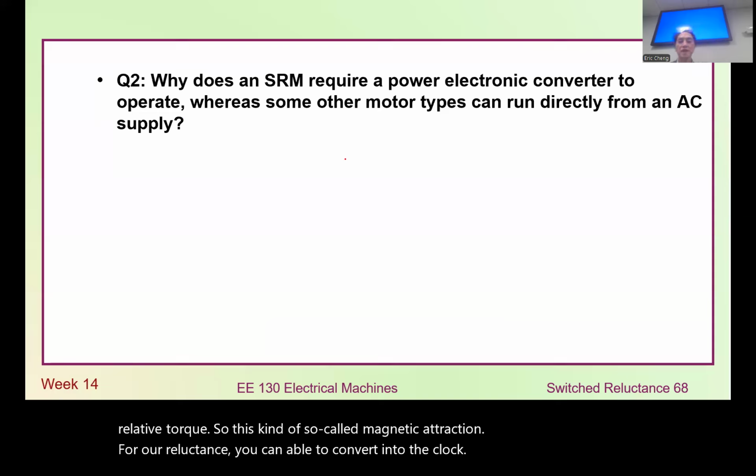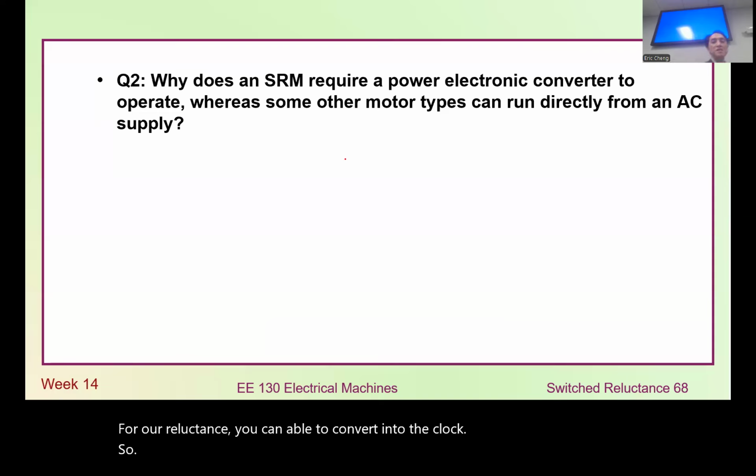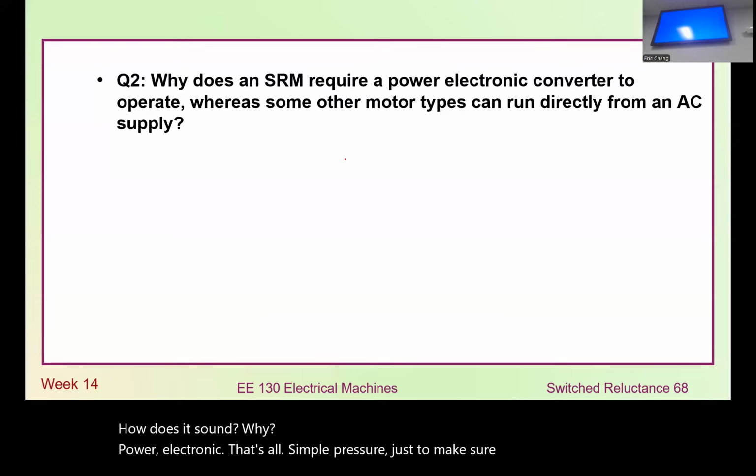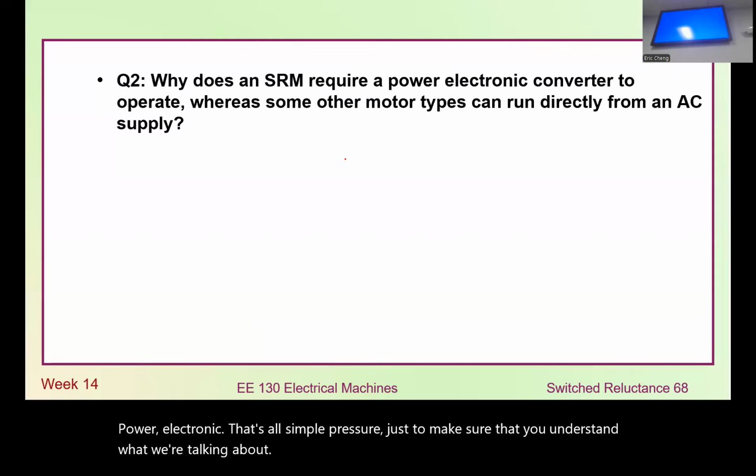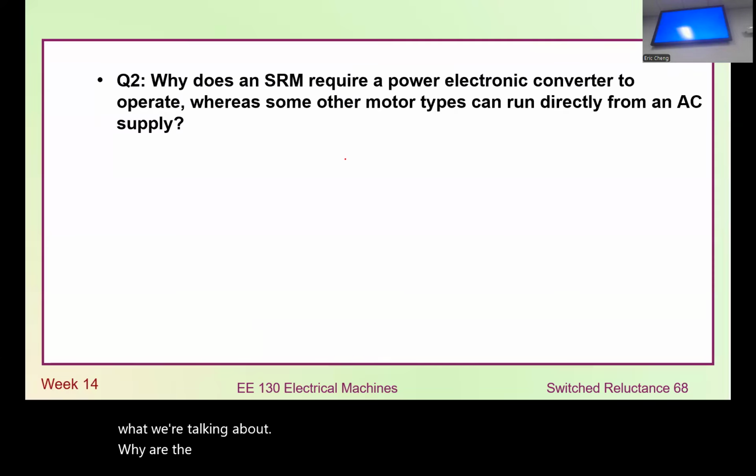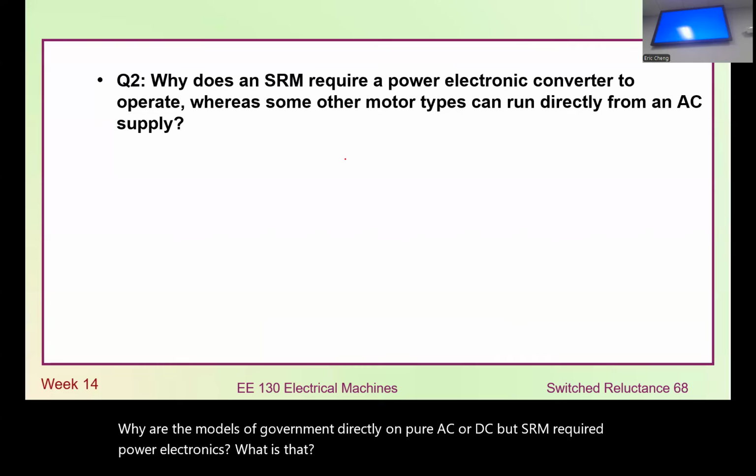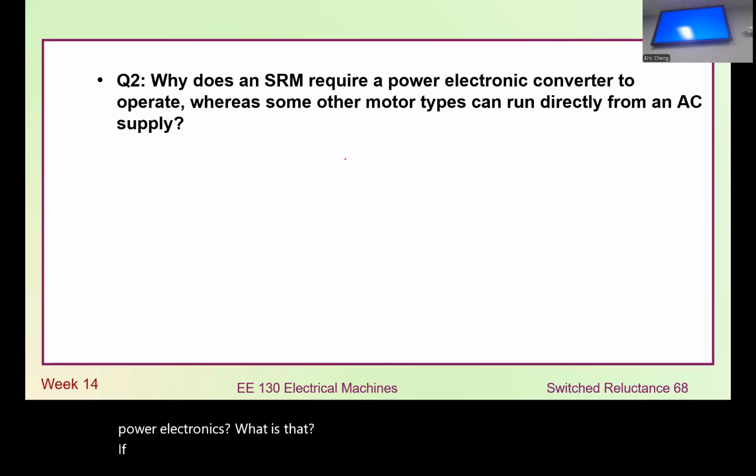So why does the SRM require power electronics? And that's all simple questions, just to make sure that you understand what we're about. Why can other motors run directly on pure AC or DC, but the SRM requires power electronics? Why is that? Maybe you all can answer that. What's the question? What's the answer?